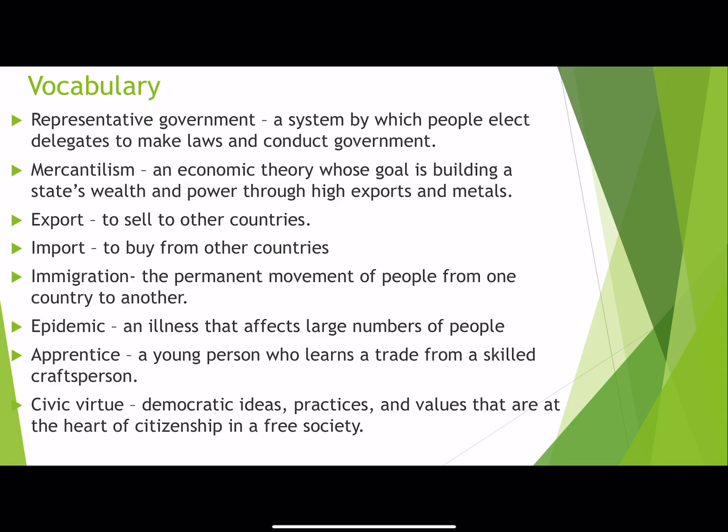Okay, an epidemic. An epidemic is an illness that affects large numbers of people. Right now we're living in an epidemic. We're living in a COVID-19 world. And so that is an epidemic.